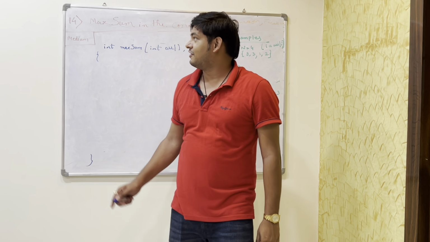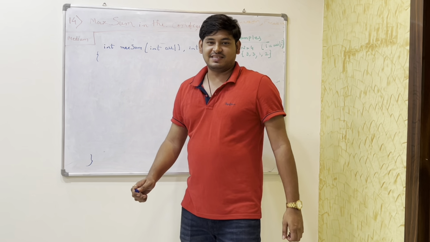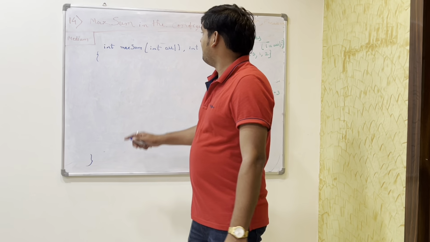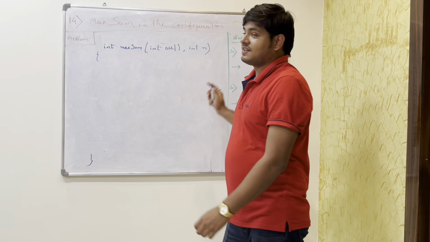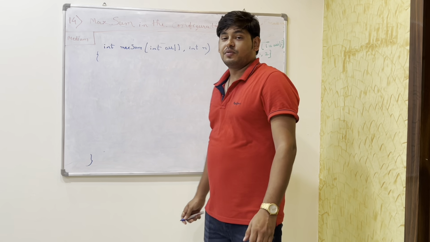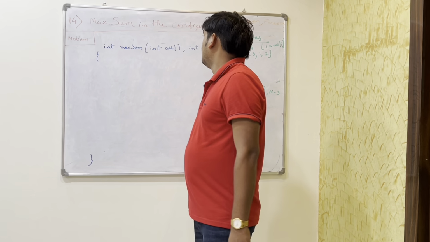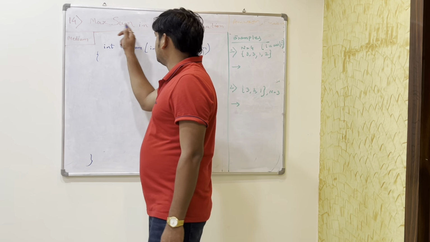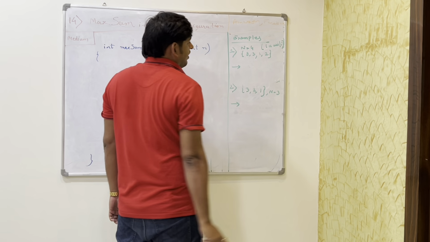Today we are going to solve the 14th question of the problem solving series which is based on arrays. So let's begin. Maximum sum in the configuration. This question has been asked in Amazon, Facebook and multiple companies, and the difficulty level for this question is medium. So what does this mean? Max sum in the configuration I into array of I.